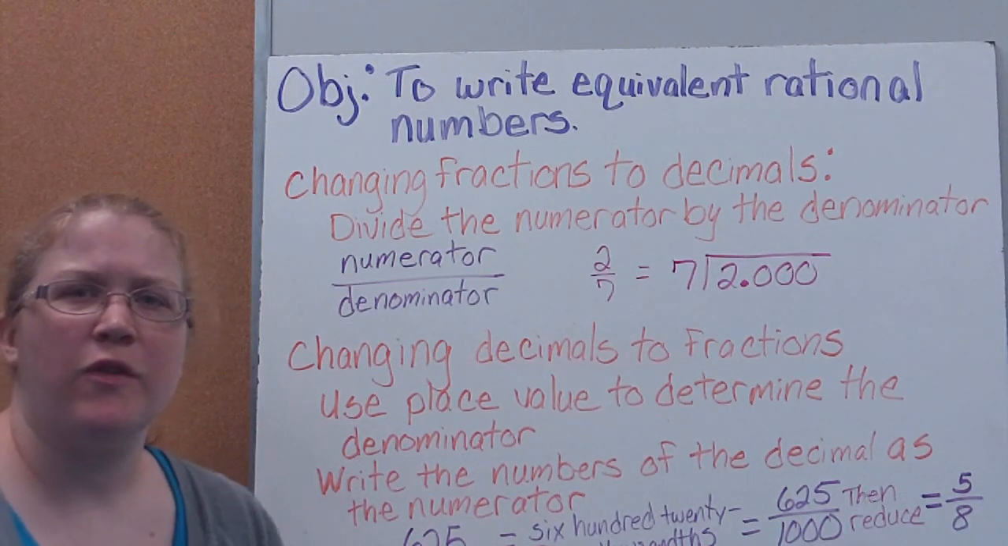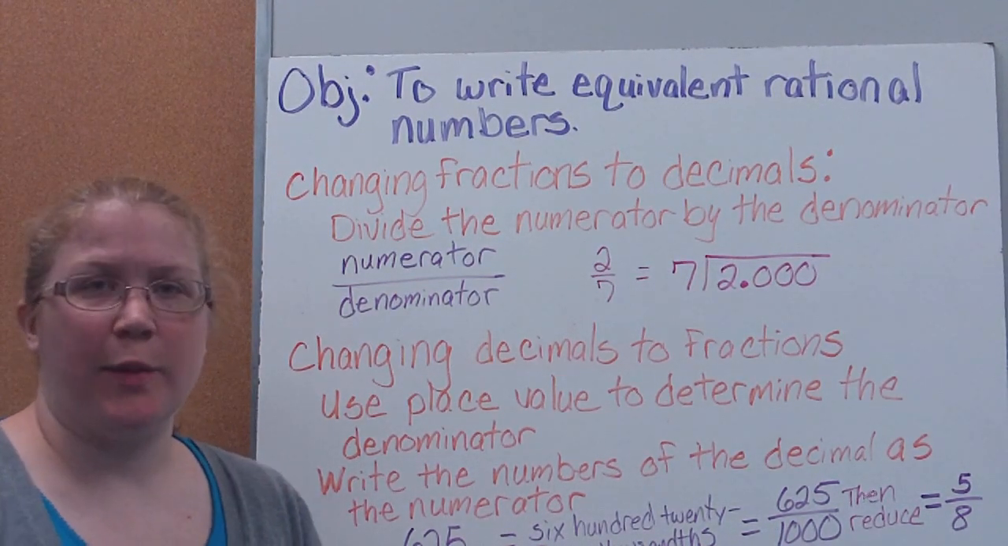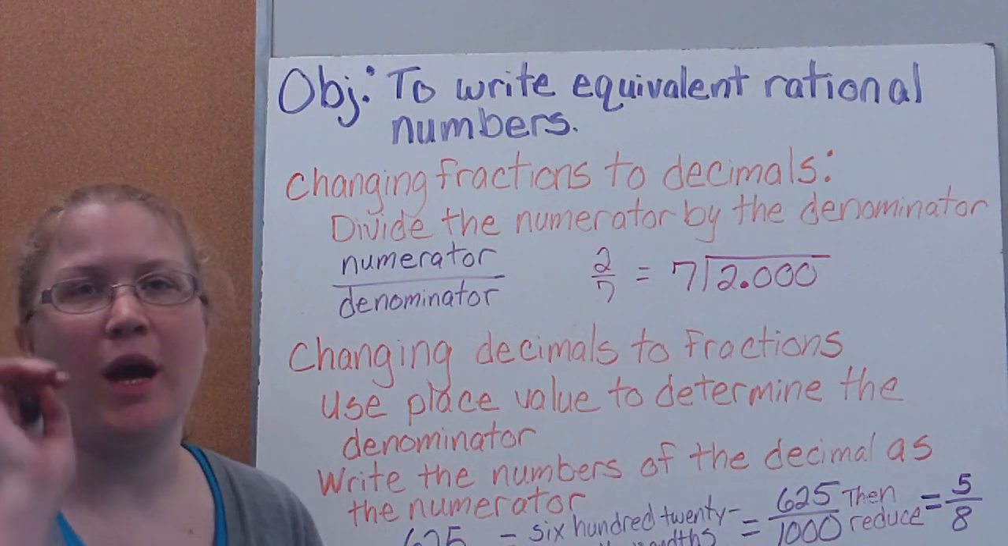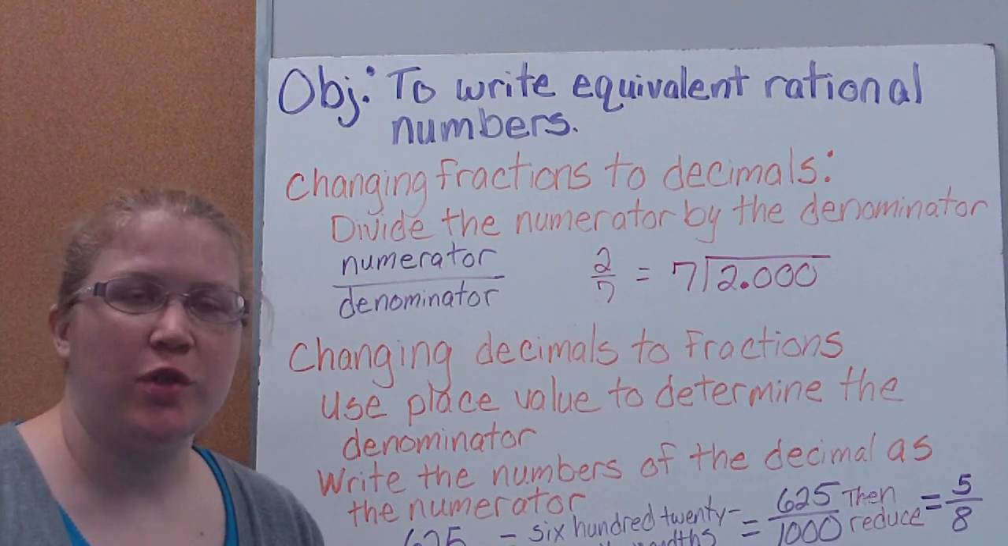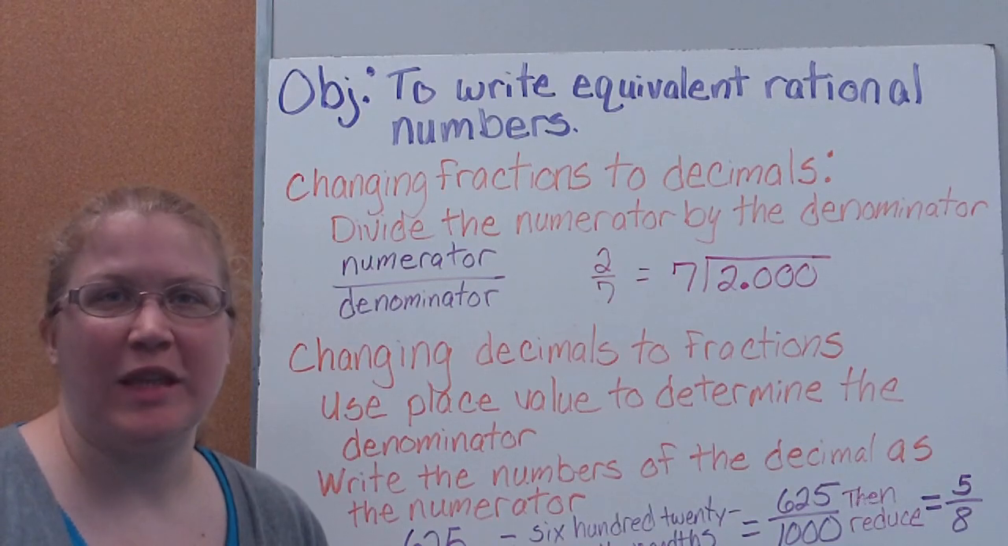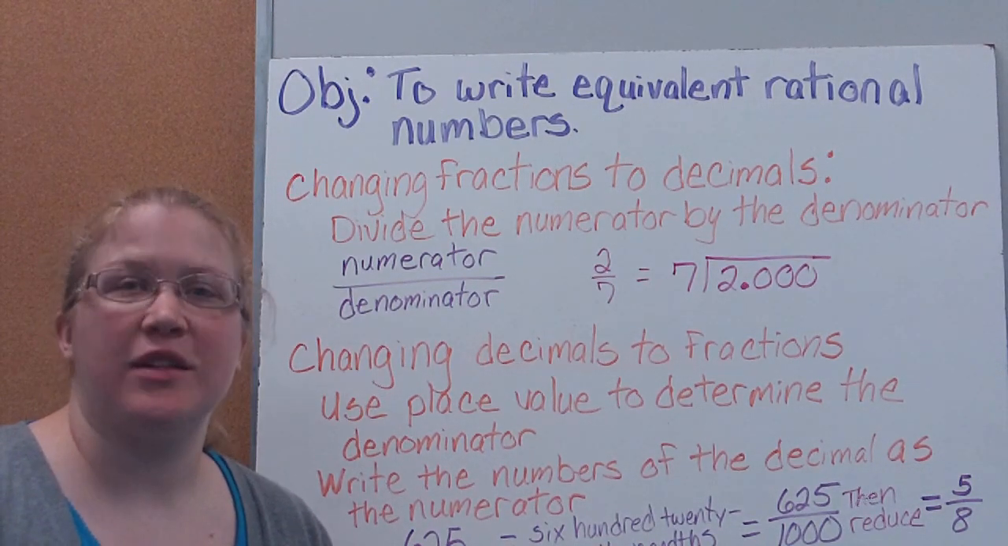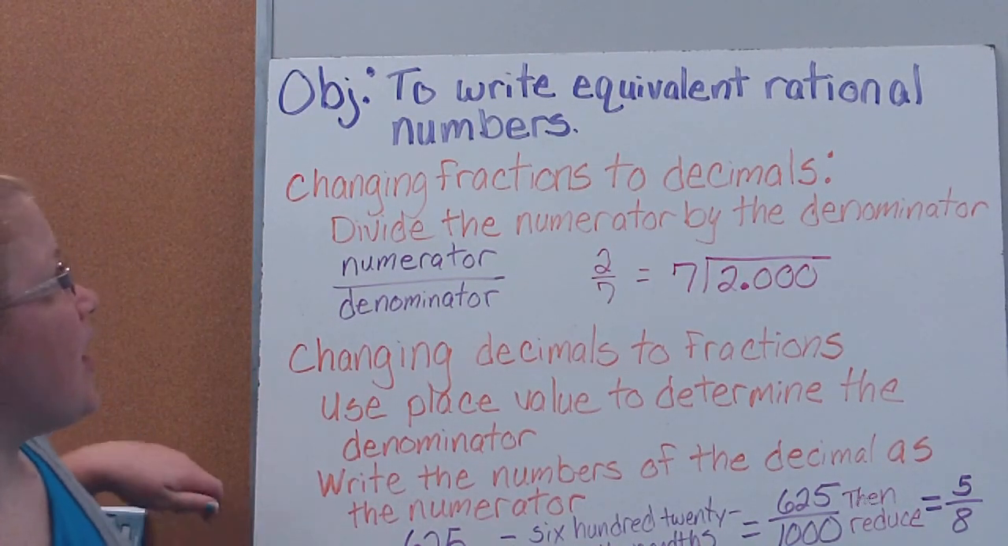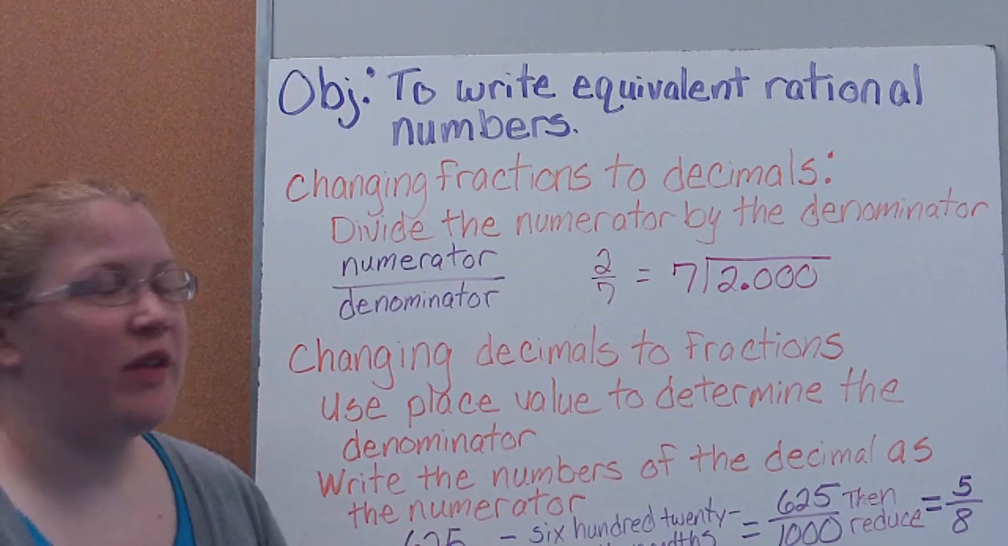Hey guys, the next few videos are going to move pretty quickly. They're going to be pretty short. These are all review concepts from last year. So you should get these right away, and they should make sense to you pretty quickly as they're things that we've already done. So the first thing we're going to look at is writing equivalent rational numbers.